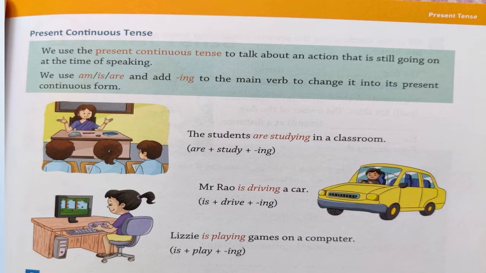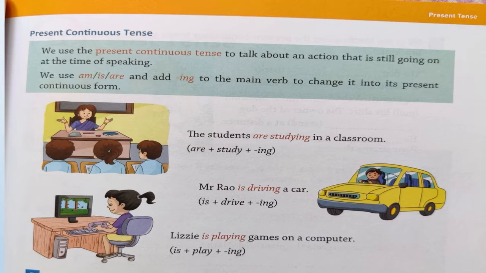So children, let us read this together. We use the present continuous tense to talk about an action that is still going on at the time of speaking. We use am, is, are and add ing to the main verb to change it into its present continuous form. Look at the examples.